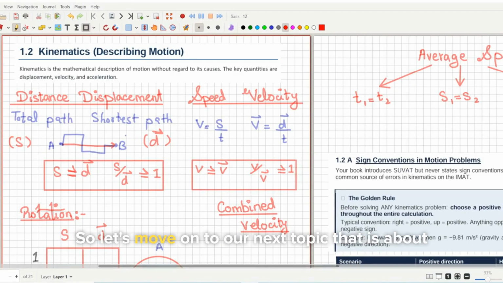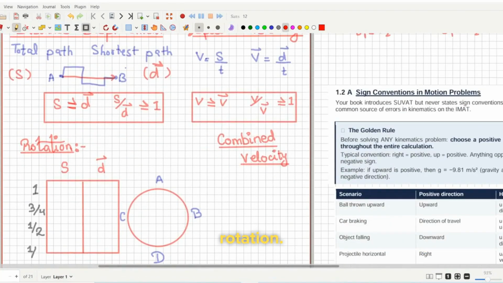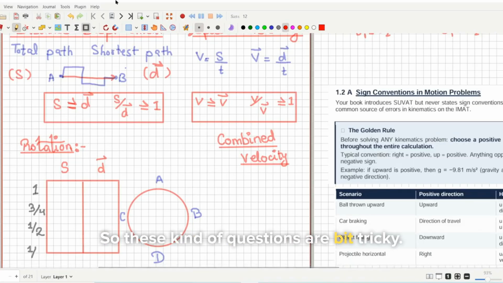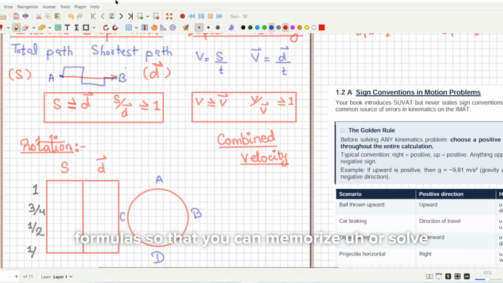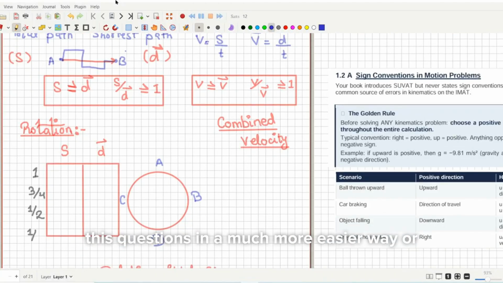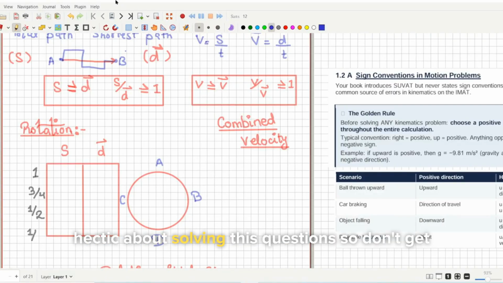So let's move on to our next topic, that is about rotation. For example, if a question is asked about distance and displacement in a circular path, these kinds of questions are a bit tricky, so we will be using some short trick formulas so that you can memorize or solve these questions in a much easier way, so that you don't need to be really hectic about solving these questions.